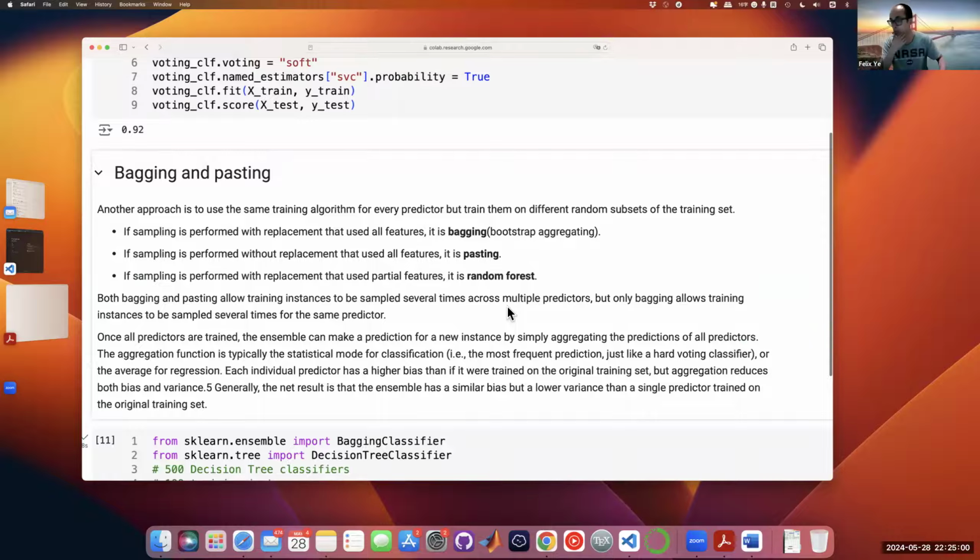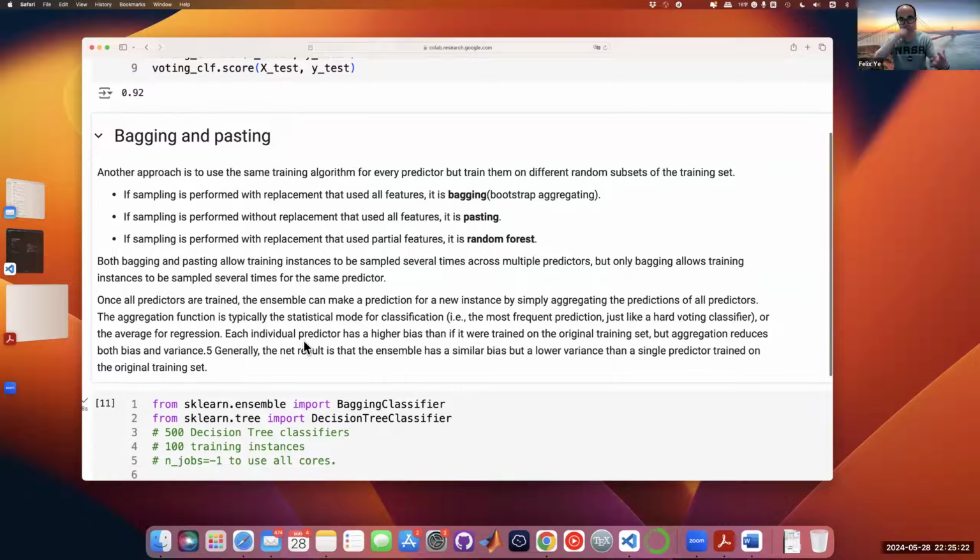But only bagging will allow the training instance to be sampled multiple times for the same predictor. So that means it's possible for a single predictor to have two identical data points, in the case of bagging.